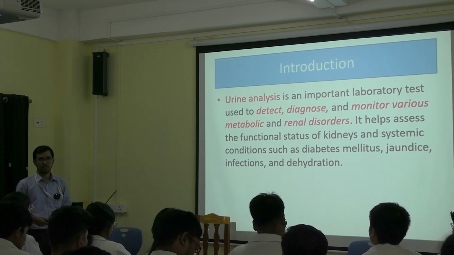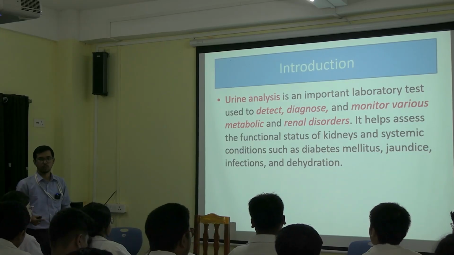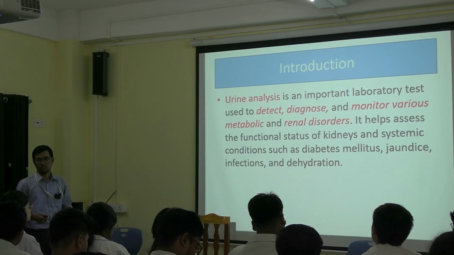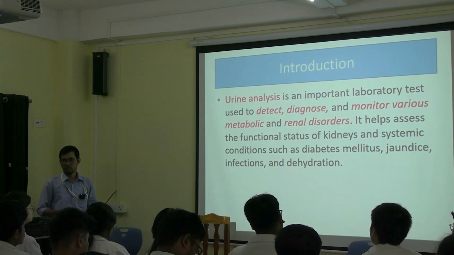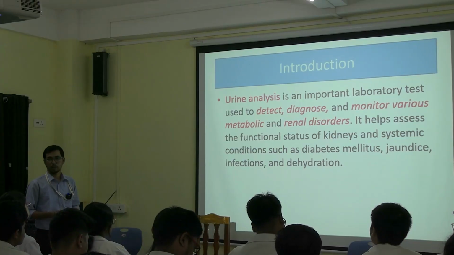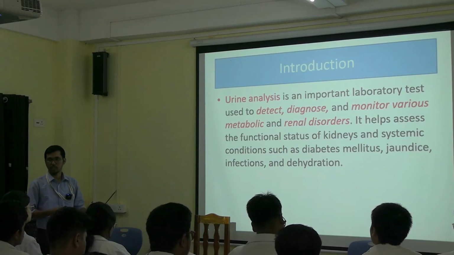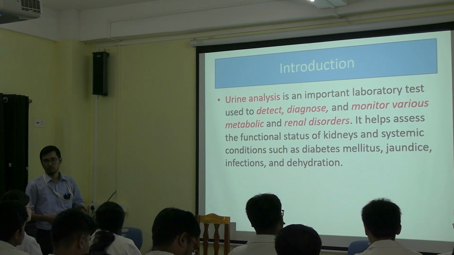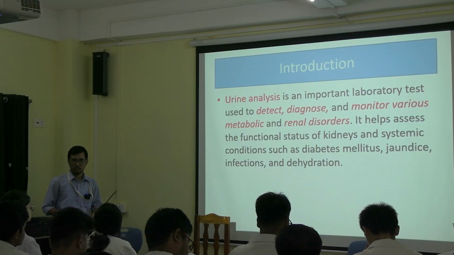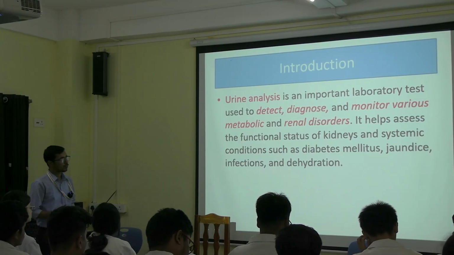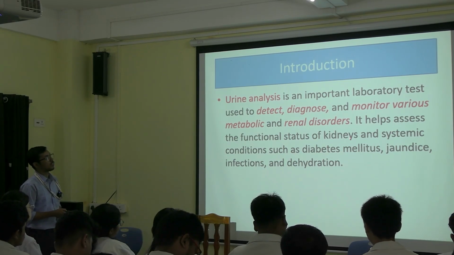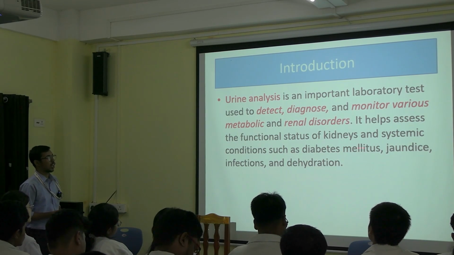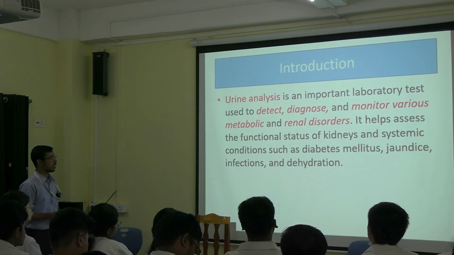Then from the bladder, if it gets untreated, it moves through the ureter upwards to the kidney. Then it infects the kidney. So this is the retrograde method of infection. Another is hematogenous. If you have infection in the blood, it passes through the kidney, nephrons, glomerulus. Then from there it can cause infections. So urine analysis helps to assess the functional status of the kidney and systemic conditions such as diabetes mellitus, jaundice, infections and dehydration.